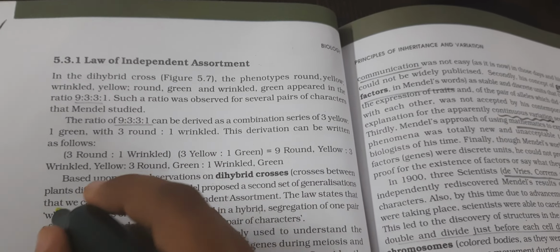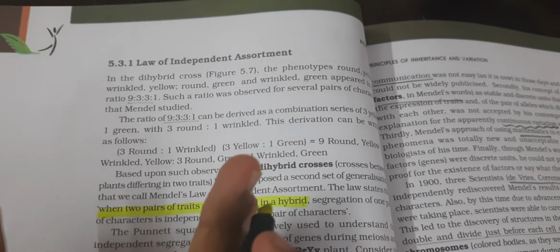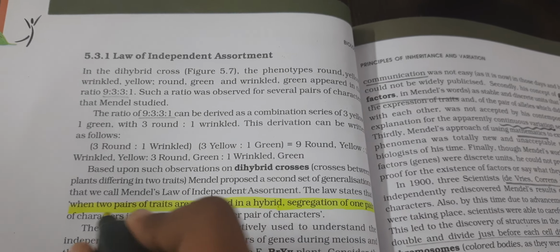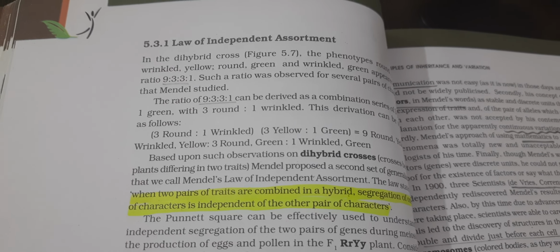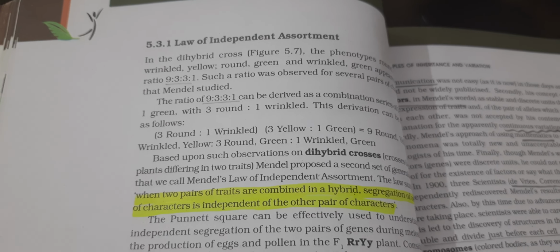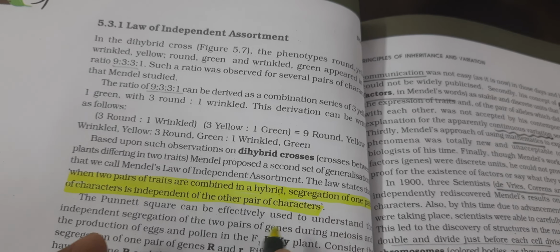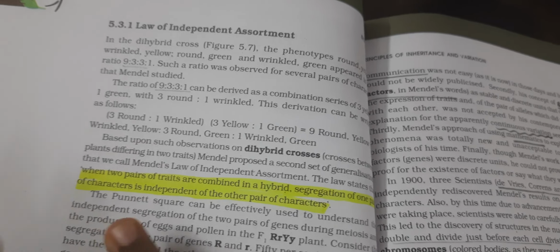The law states that when two pairs of traits are combined in a hybrid, segregation of one pair of characters is independent of the other pair of characters. Just think about the law, and when you write it, automatically the words will flow. When two pairs of traits are combined in a hybrid, that is very important, combined in a hybrid, segregation, that is also a very important word. Segregation of one pair of characters is independent of the other pair of characters.